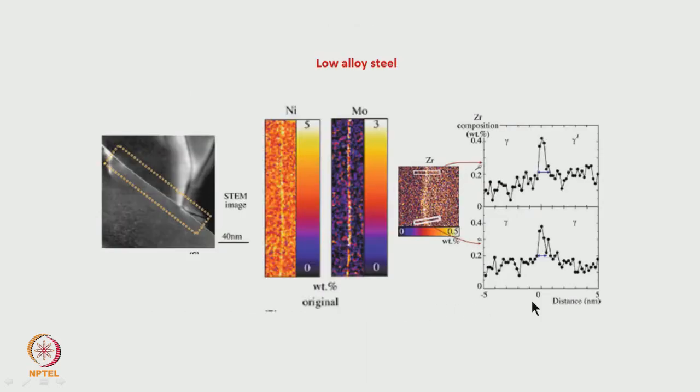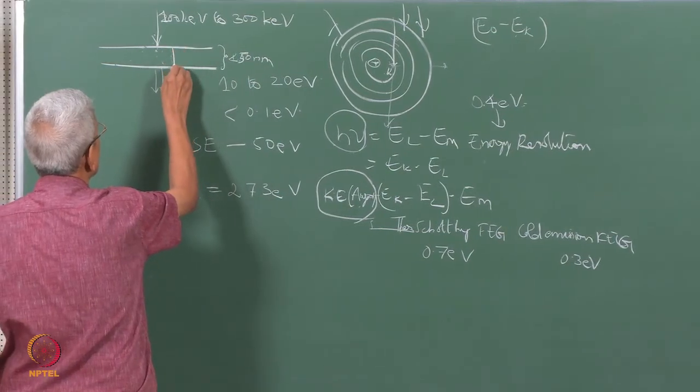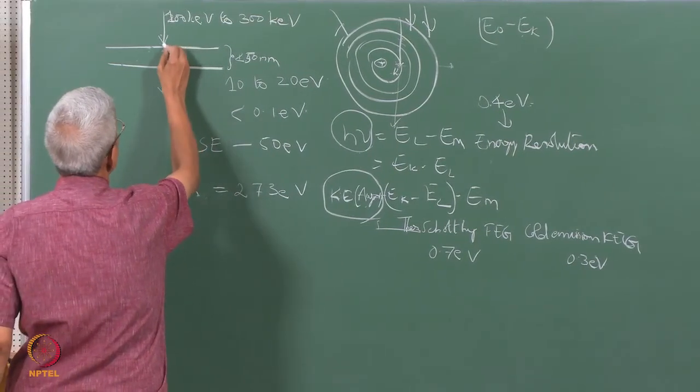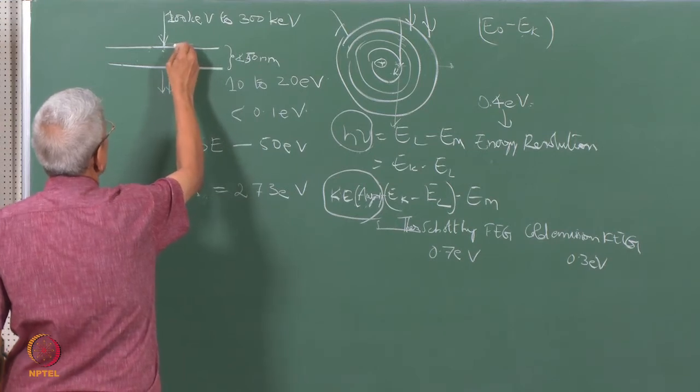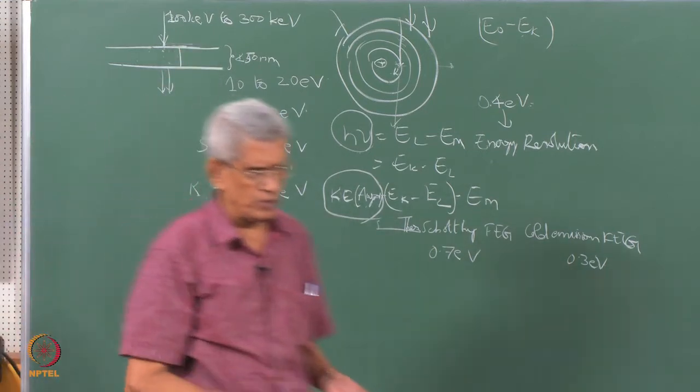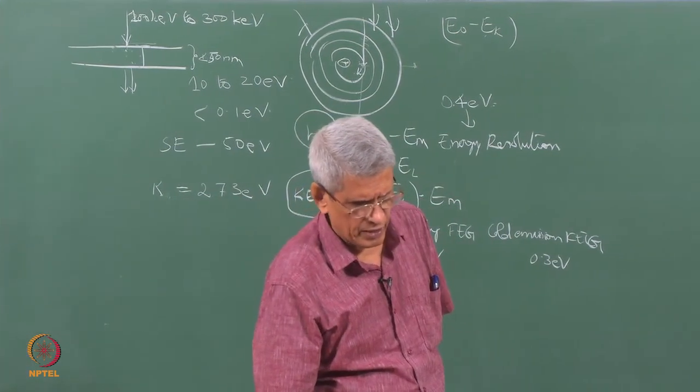Okay. And since the beam can be made into a very small beam, the primary beam can be made to move on the sample surface. Suppose we assume that there is a grain boundary. When this beam is being scanned across it, we will be able to find out how the composition varies across the grain boundary. This is one aspect which has been covered in this one.